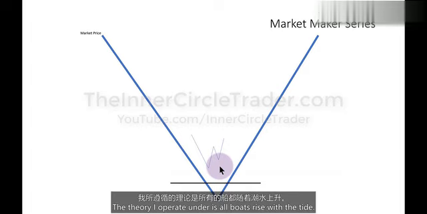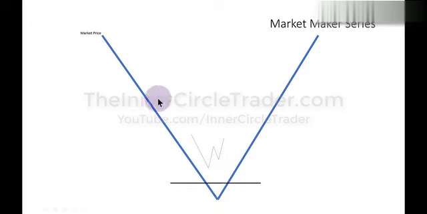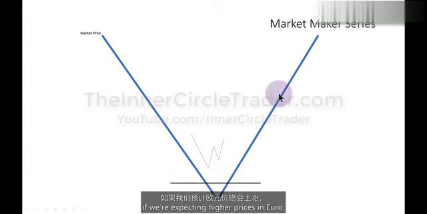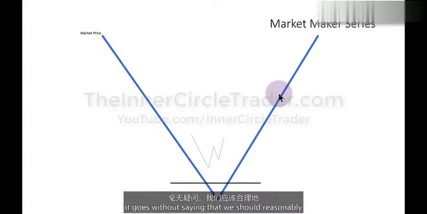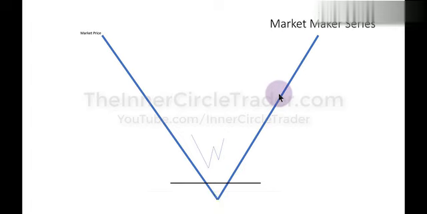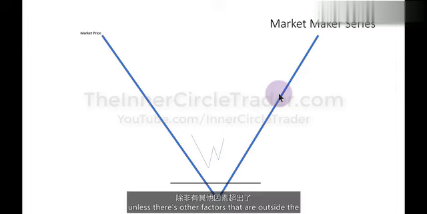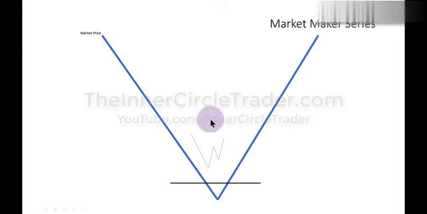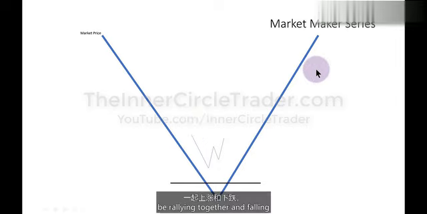The theory I operate under is all boats rise with the tide. And if we're expecting higher prices in euro, it goes without saying that we should reasonably expect pound dollar to rally as well, unless there's other factors that are outside the scope of this teaching that would negate that. But for the majority of the time, and as a general rule of thumb, all foreign currencies should be rallying together and falling dollar seen in that instance.